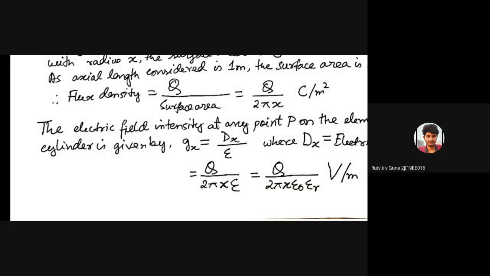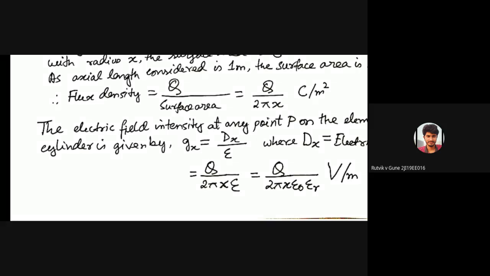So the electric field intensity at any point P on the elementary cylinder is given by Gx. So the field is given by G. Do not get confused. Electric field intensity Gx equals Dx by epsilon, where Dx is the electric flux density.